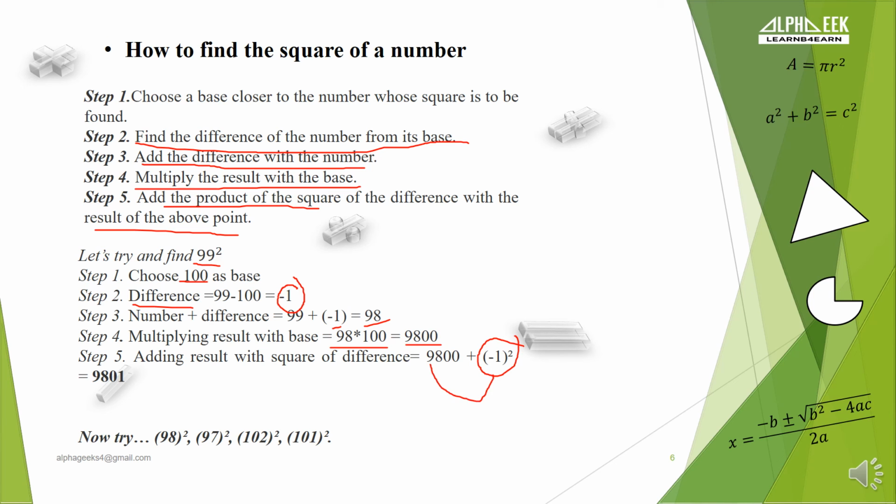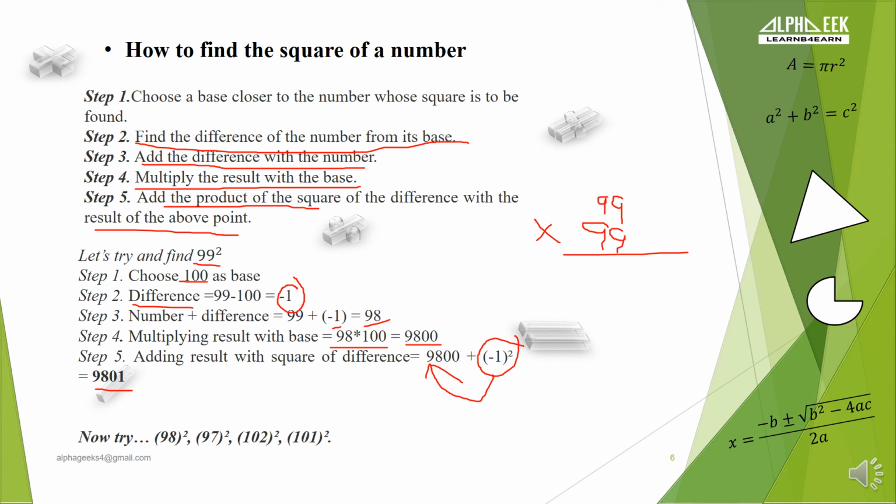Add that square to the multiplication result, 9800. So what will you get? 9801. This will be the answer of 99 square. If you want to check the answer of 99 square, you can use the multiplication trick for two-digit numbers and get the answer. We had that in a previous example, but I will do it again here.